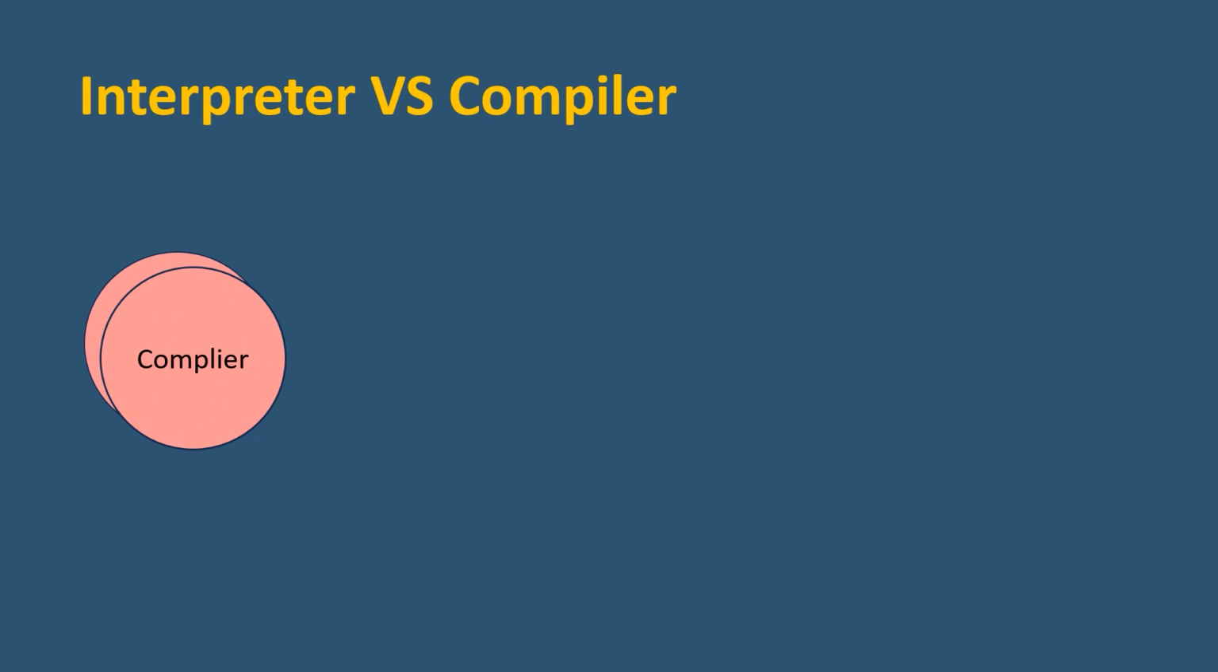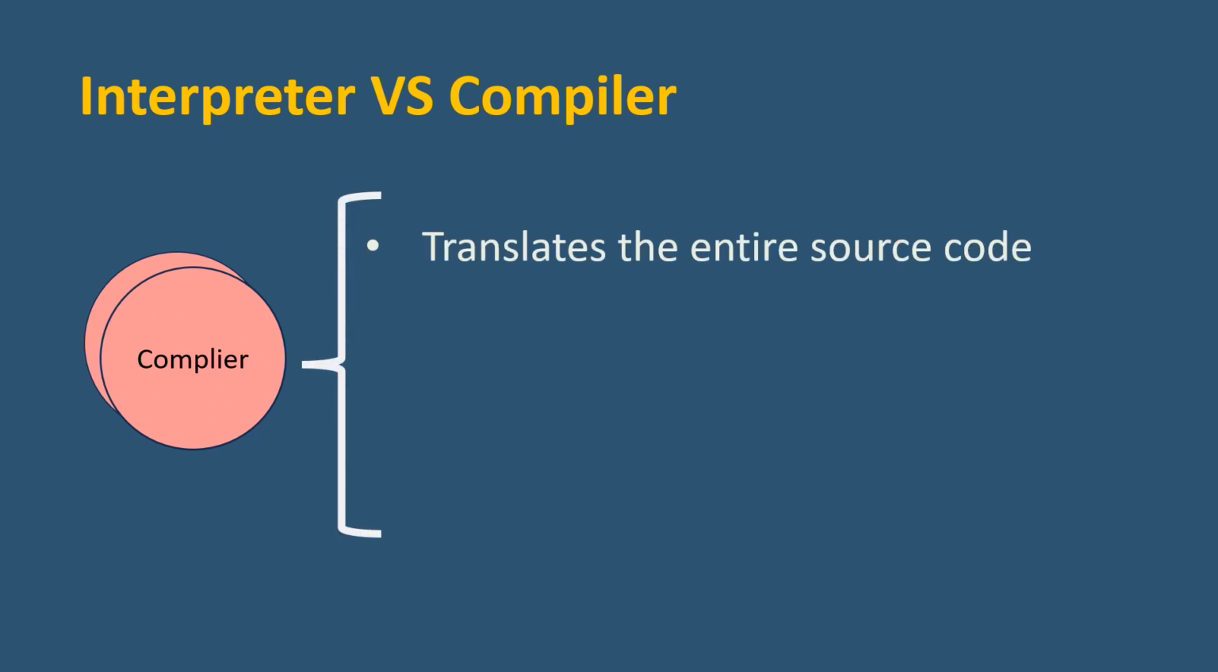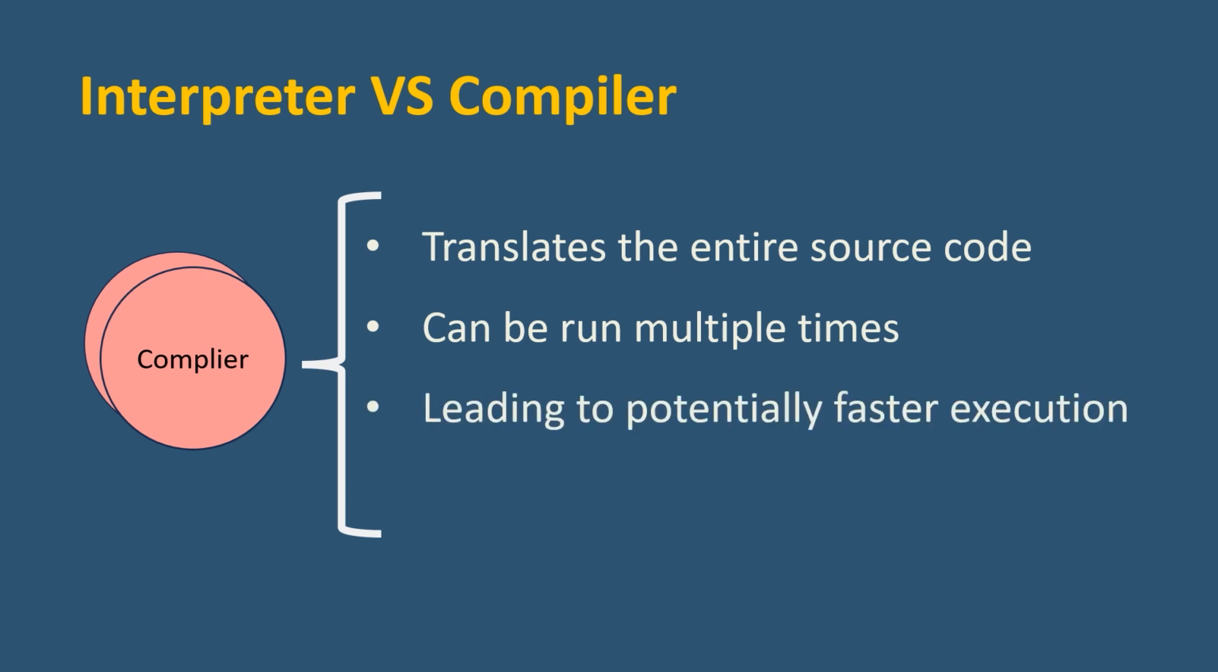A compiler, on the other hand, translates the entire source code into machine code before execution. This means that errors are typically reported after the entire code has been analyzed and the compilation process is completed. Once compiled, the resulting executable can be run multiple times without the need for recompilation, leading to potentially faster execution compared to interpreted languages. However, the compilation step adds an initial overhead.